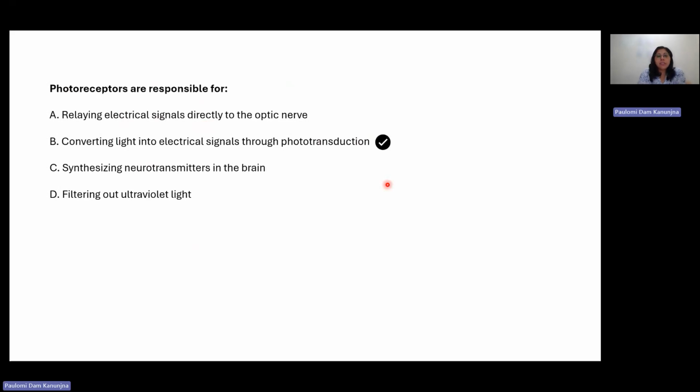Right? So photoreceptors are responsible for converting light into electrical signals through phototransduction. Photoreceptors are not the ones generating electrical signals to the optic nerve. They generate the electrical signals and pass them on to the bipolar cells. This is the difference here. And do they synthesize neurotransmitters? No, they release neurotransmitters, right? So that's not the one. They're not making the neurotransmitters, and not filtering out UV light. Their primary role, as we have discussed, is to take the light and convert it into electrical signals.